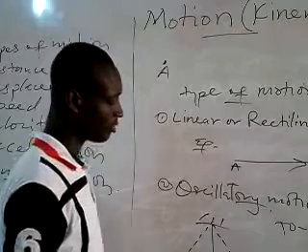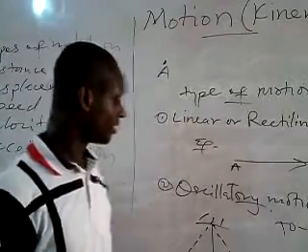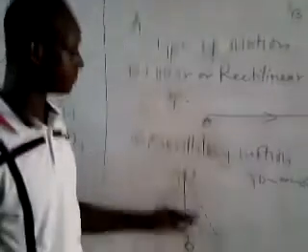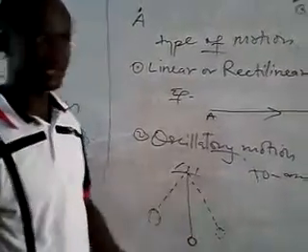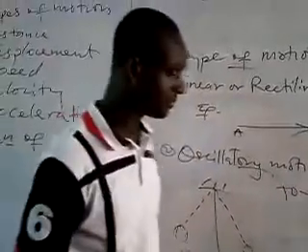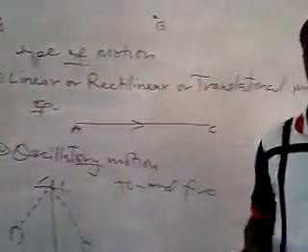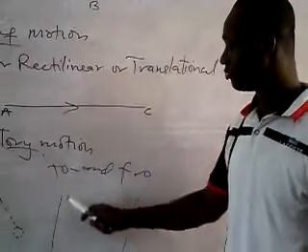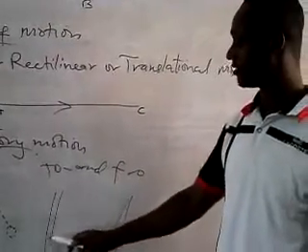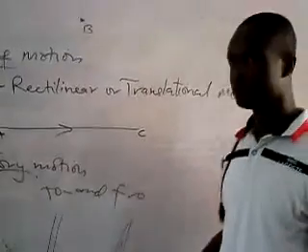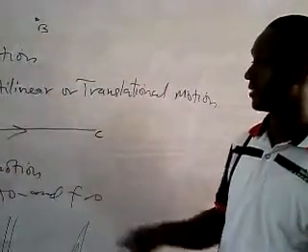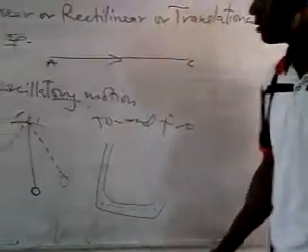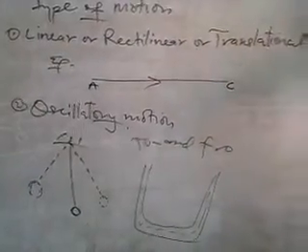So we said that the motion of a simple pendulum is a typical example of oscillatory motion. Or the motion of a liquid in a U-tube. When a liquid is filled in a U-tube, the motion it undergoes is also a typical example of oscillatory motion, the to and fro type of motion.